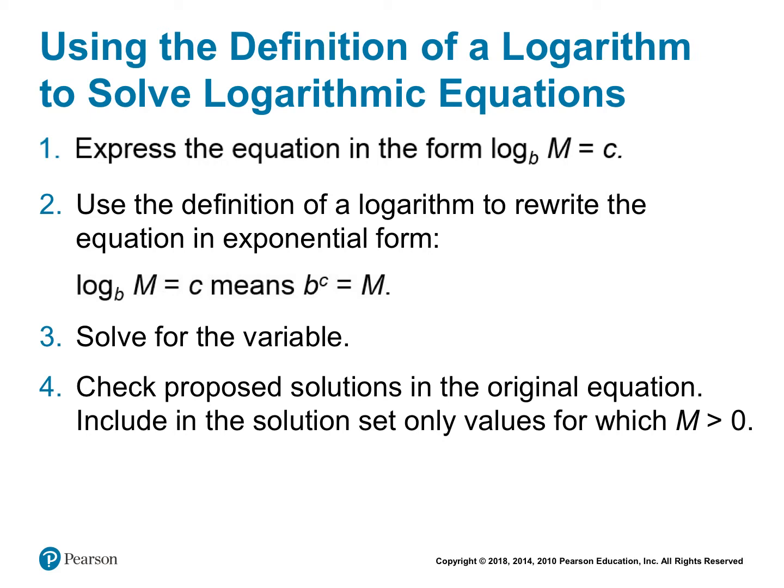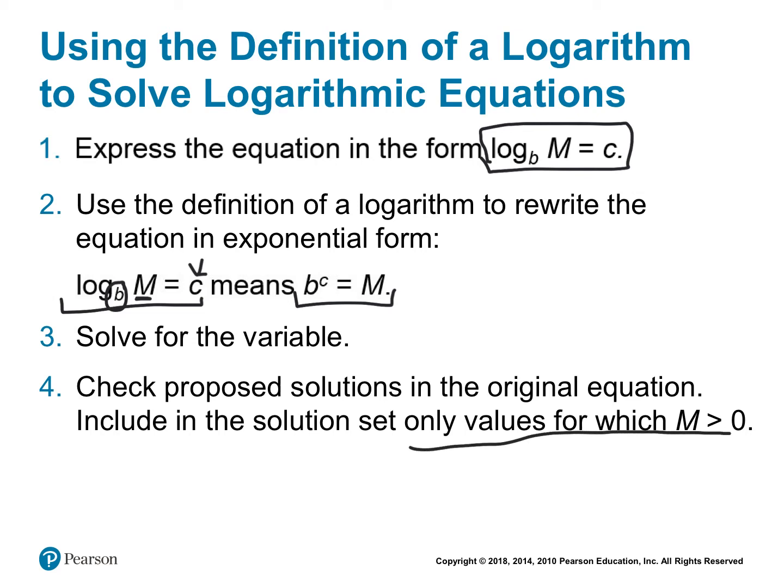Okay, so now we're going to use the definition of a logarithm to solve logarithmic equations. So first you're going to want to try to express it in this form here. Use the definition of a logarithm to rewrite the equation in exponential form. So this, we learned, is going to mean the same thing as b to the c equals the m. So b to this exponent equals the m. Then you'll solve for the variable and then check your solutions in the original equation. Include in the solution only values where m is greater than 0.